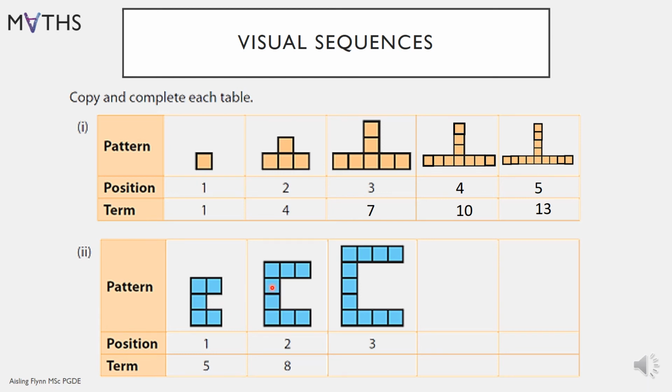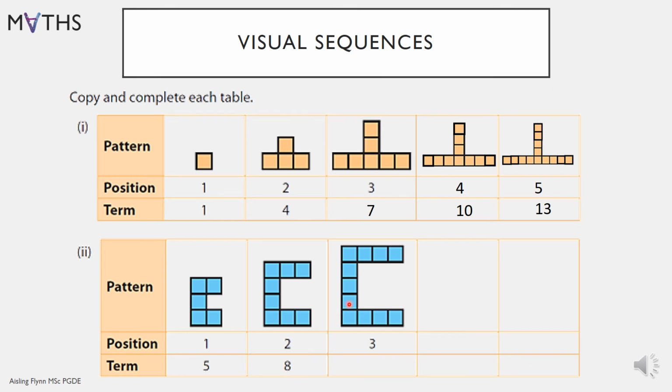So there's 1 added in the middle, and the top arm and the bottom arm is now 3 instead of 2. So there's 1 added on each arm. So there's 1 added in the middle and there's 1 at the end of each arm. So that's 3 extra squares in total. So position 2 has 5 plus 3, it has 8 squares. You can count them if you need to.